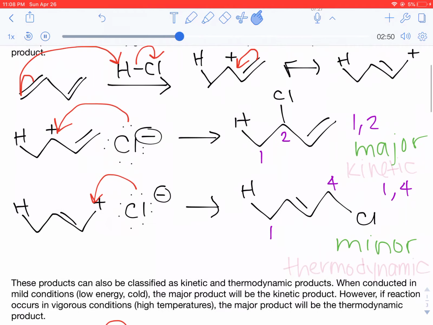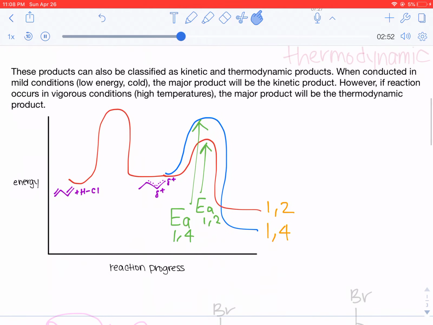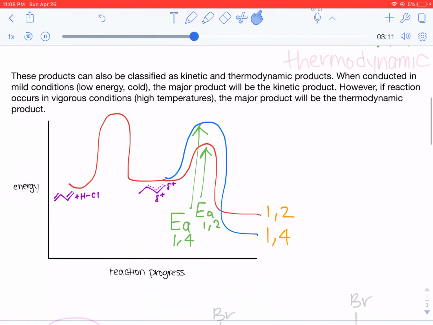These products can also be classified as kinetic and thermodynamic products. When conducted in mild conditions, such as low energy or without heat added, the major product will be the kinetic product. However, if the reaction occurs in vigorous conditions, such as high temperatures, the major product will be the thermodynamic product. In this energy diagram, you can see that the first activation energy forms the first carbocation.